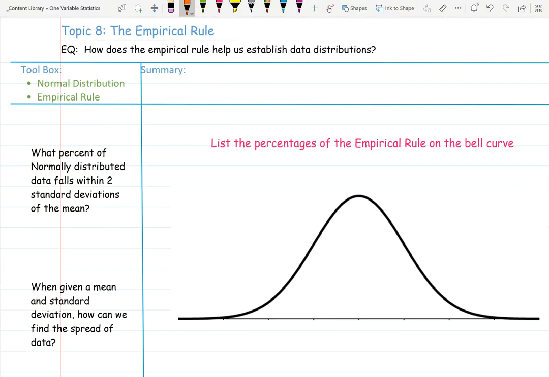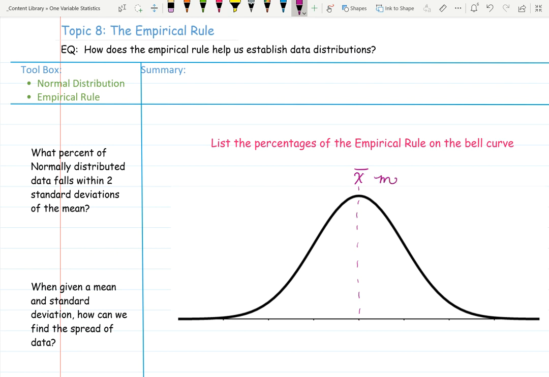Hey guys, so today we're going to talk about the empirical rule. Now, the empirical rule talks about if we have a normal distribution, so a symmetrical set of data, 99.7% of the data lies within 3 standard deviations. Okay, now remember, standard deviation, that's the average distance from the mean.